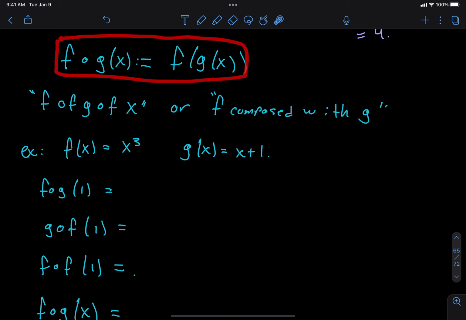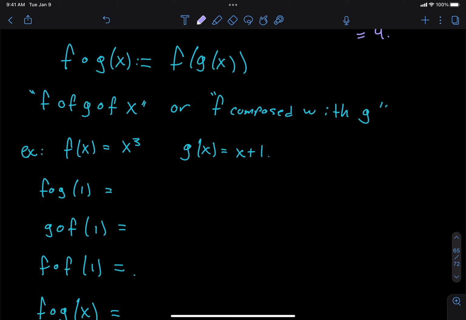Because this circle thing is kind of confusing, I'm going to rewrite it as f of g of 1, right? So I'm putting 1 here instead of x, yes? So on the right-hand side, I put a 1 there instead of an x, okay? That's all I did. And now what do I do?